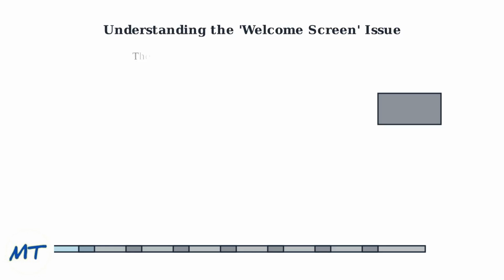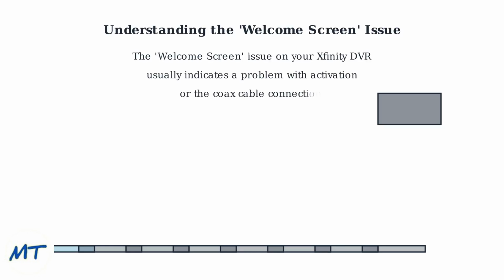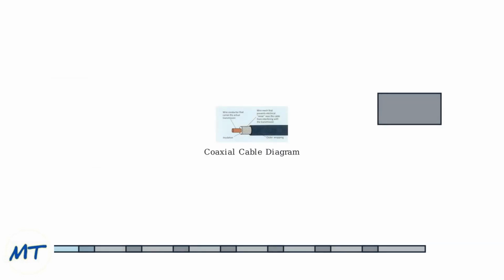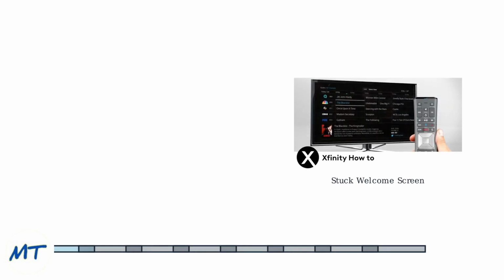The welcome screen issue on your Xfinity DVR usually indicates a problem with activation or the coax cable connection. It means your DVR is struggling to verify its connection to your Xfinity account or receive a proper signal. This video will guide you through troubleshooting steps to resolve this.